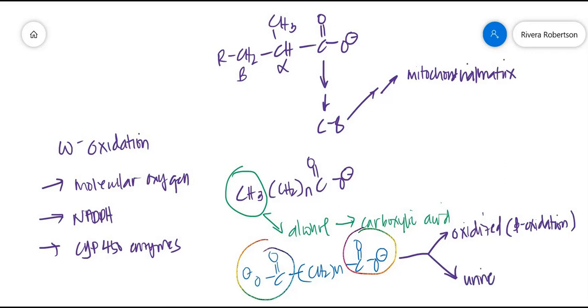So, itong process na to, ang importance niya ay yung dun sa ginagawa mong more water soluble yung mga fatty acids na hindi kailangan, or yung mga xenobiotics, yung mga drugs na fatty acid in nature na gusto mong i-excrete in the urine.